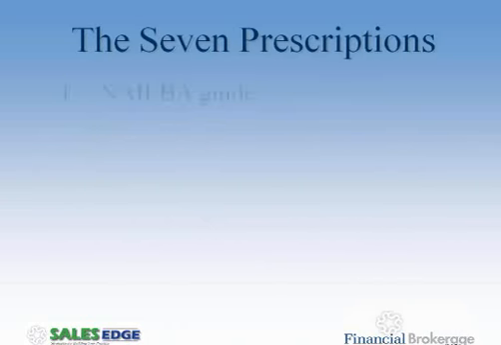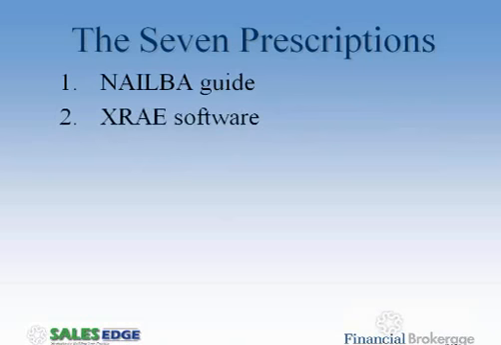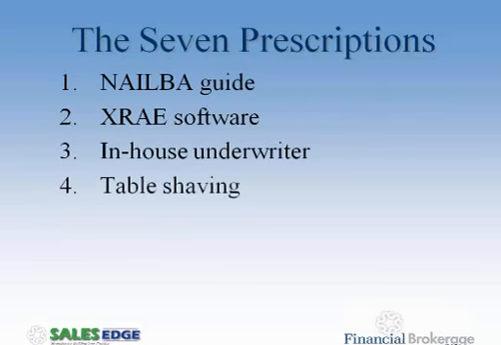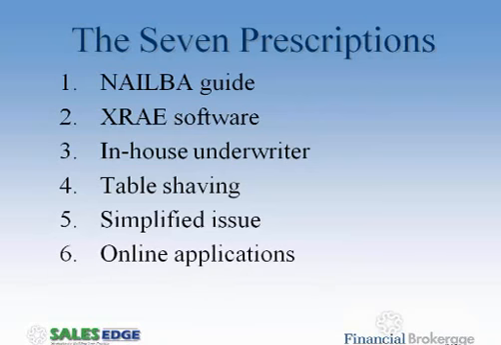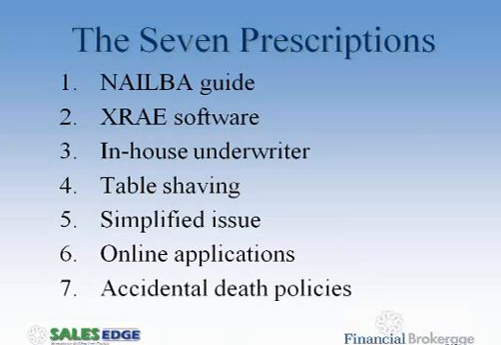So to recap, the 7 prescriptions for quicker underwriting we have on our website, fb-inc.com, the NAILBA guide, the X-ray software, also access to an in-house underwriter. And these items all help with pre-screening ahead of time. You know your client's got a problem. We don't know who the best company to go to would be. Once we know what company to go to, who's going to offer what rate class, we might want to look at table shaving or even simplified issue as an alternative. Whether they're healthy or not so healthy, online applications will speed up your process, help you get paid more quickly. And if all else fails, there's always the accidental death policies available there.